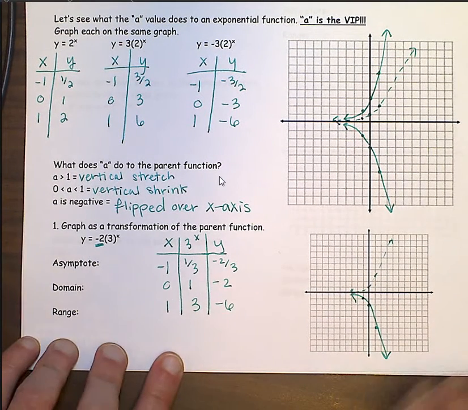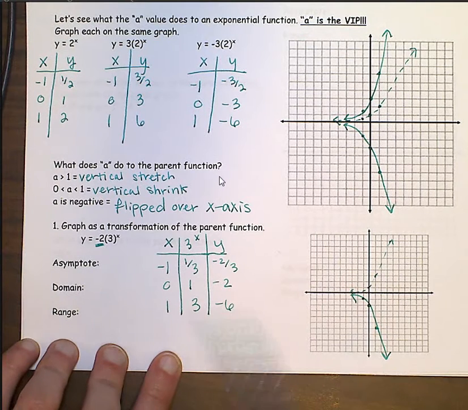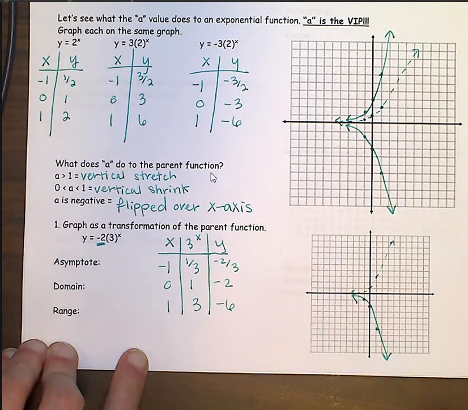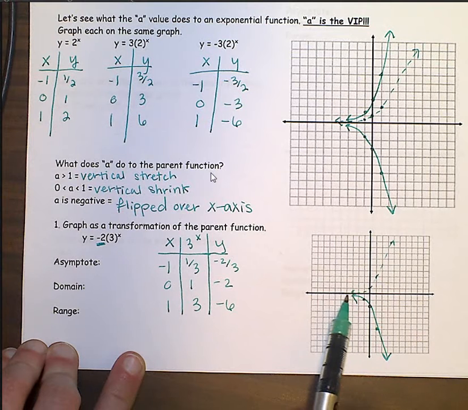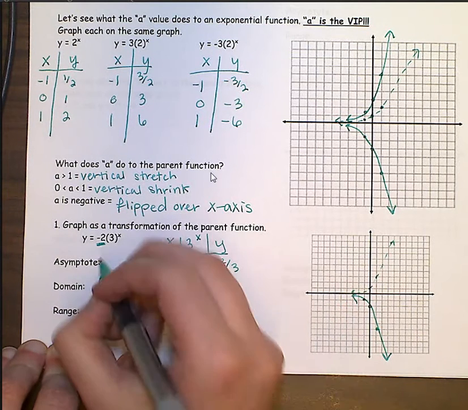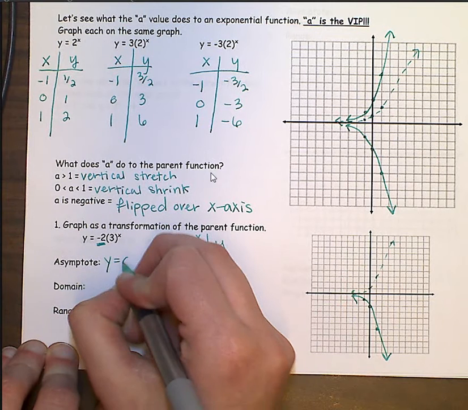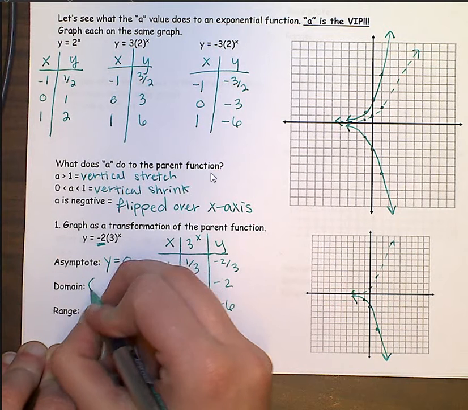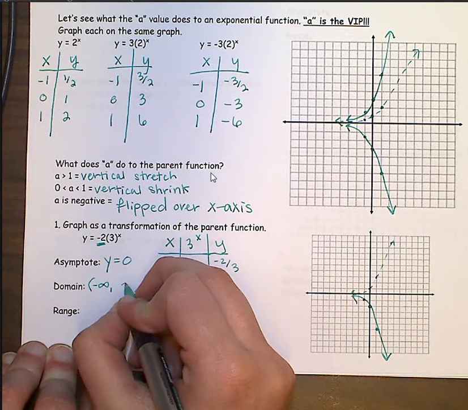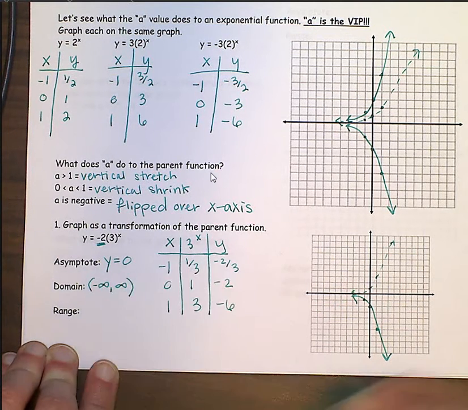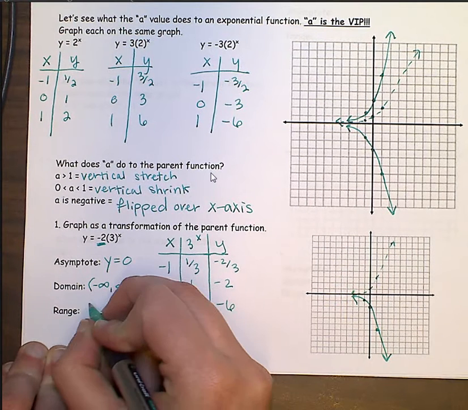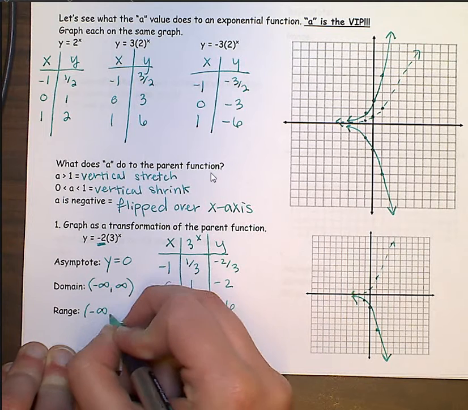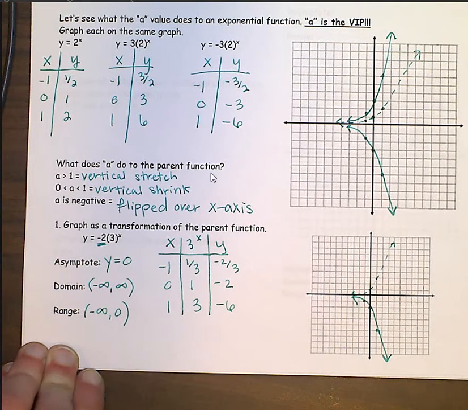Now looking at our graph, we can still find our asymptote, domain, and range. So our asymptote, this one, it's getting closer and closer to 0, even though it's coming from the opposite direction. Our asymptote is still y = 0. Our domain is still going to be all the reals for x, so we're going to put -infinity to +infinity. And our range here is everything less than y = 0. So we start at -infinity and go up to 0, so our minimum to our maximum.